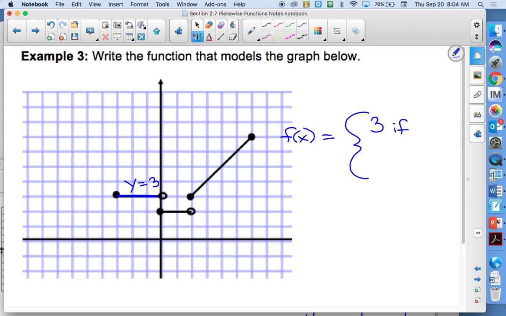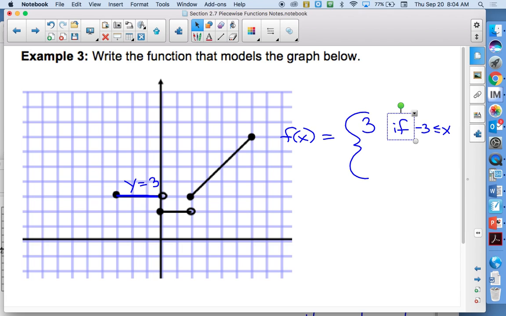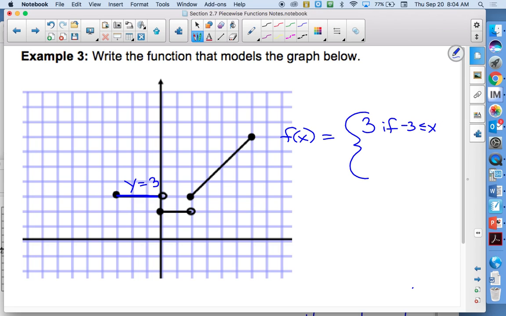So Emma, what number does it start with? -3, and it's closed, so less than or equal to x. And then Emma, what number does it go to? Nice. And she said it goes to 0, and is 0 less than or less than or equal to? Less than. Because that has an open circle there. So 3 is one equation, if the domain goes from -3, which is less than or equal to x, which is less than 0.